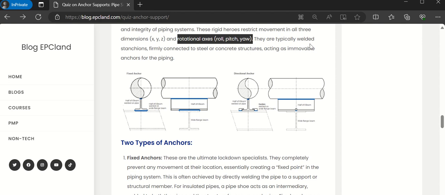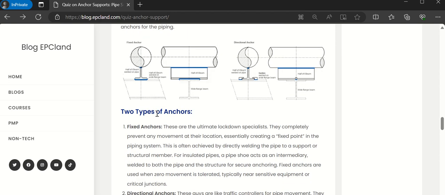They are typically welded stanchions. If you look at this, it is a half beam which is welded to the pipe, right? So this is a kind of shoe support which we already discussed. Now let us talk about two types of anchor supports. If you see this figure, one is a fixed anchor and this is a directional anchor.